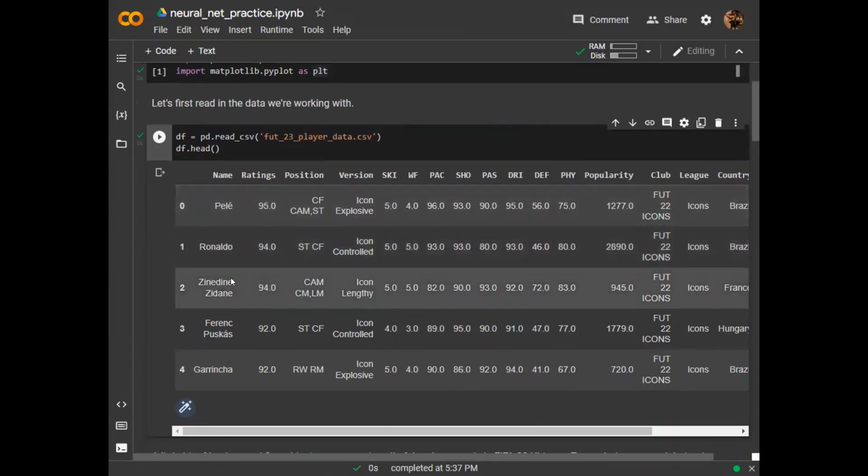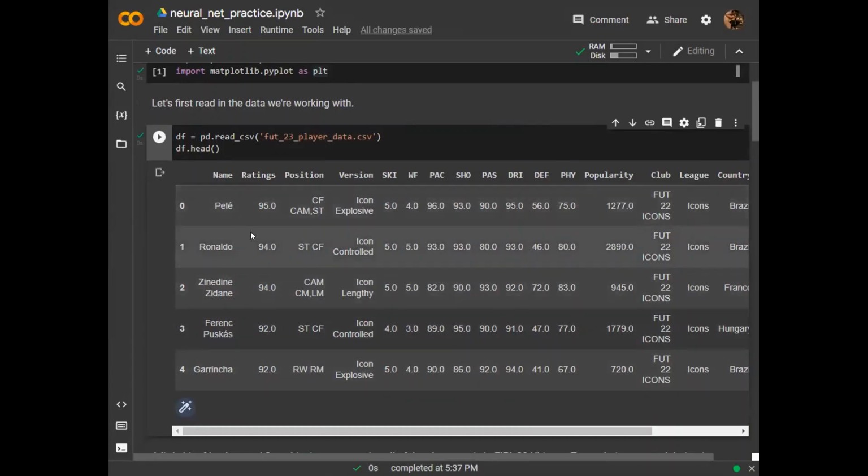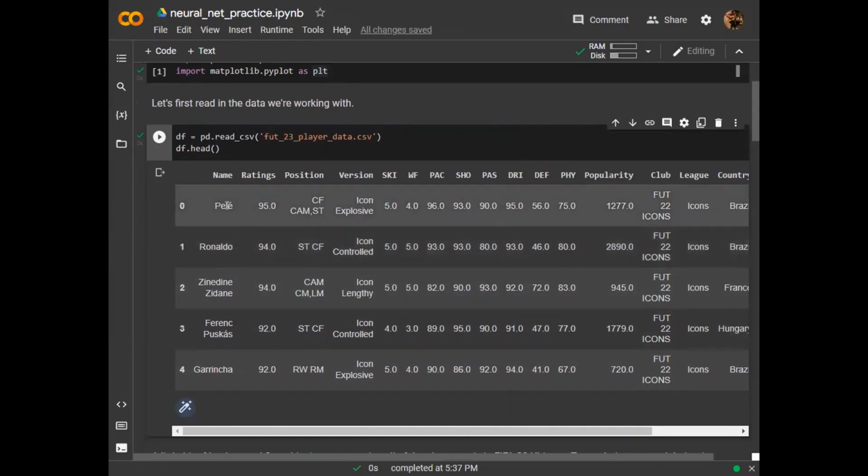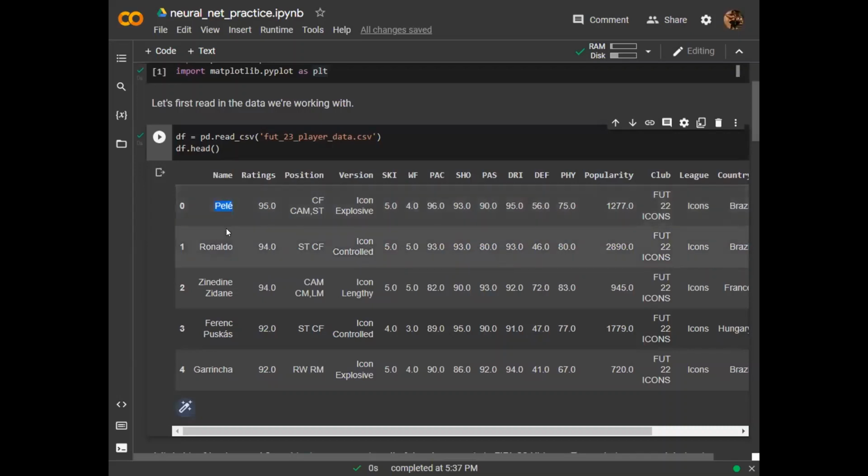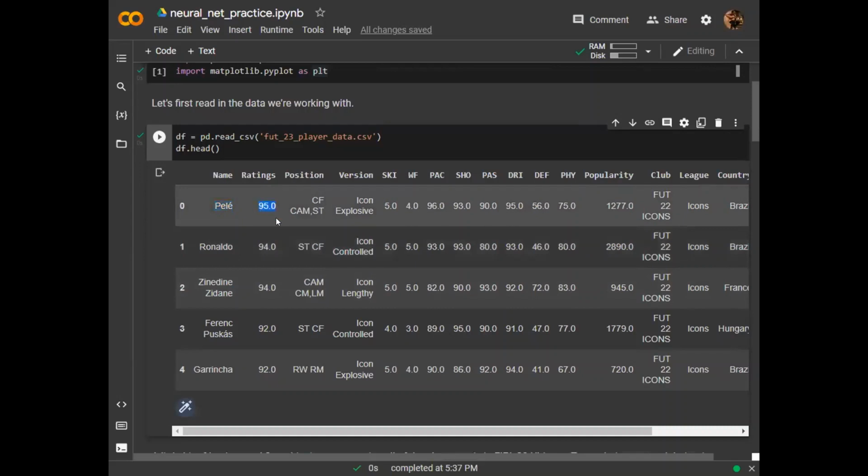As you can see here, this is our data set. We've got a bunch of different things, like the names of the players, Pele, Ronaldo, a bunch of the really high rated icons or legends, historic cards. You've got their rating, the positions they can play, the card type, which is labeled as Virgin here, and a bunch of different attributes, which I'll go over briefly. SKI is skills, which gives a star rating from 0 to 5 of how skilled the player is.